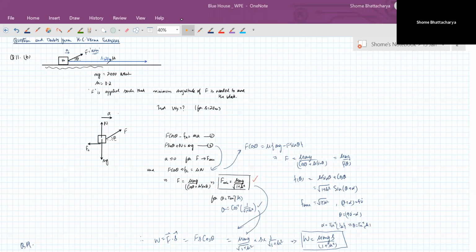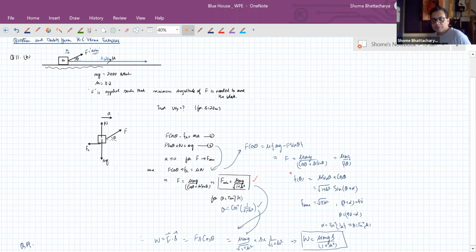Yeah, so Shikhar, this step over here comes by the trigonometric relation. What you do is multiply and divide this function by square root of 1 plus mu square. The general formula being, if you have y is equal to a sin x plus b cos x, you multiply and divide by square root of a square plus b square.